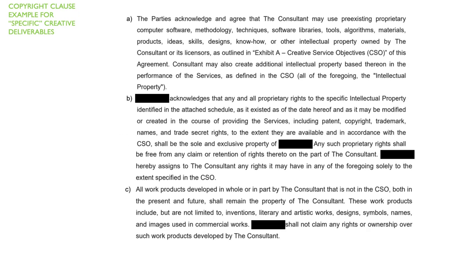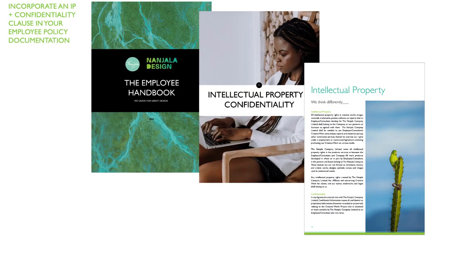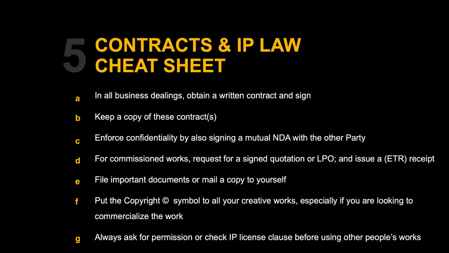And then finally, this one is a bit detailed, and this is a copyrights clause example for specific creative deliverables. So, for example, you have a list of things that you need to provide. So usually you'll add a schedule to the end of your contract, and what you'll do is you'll write such a narrative. I'd love you to just screenshot this page for purposes of time for you to read, right? So basically, a cheat sheet.